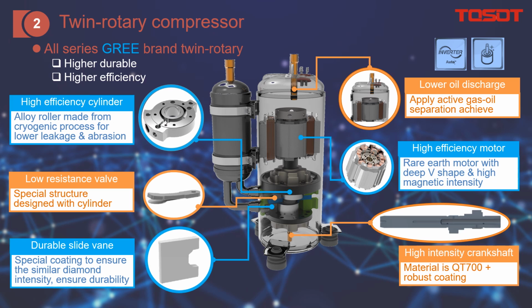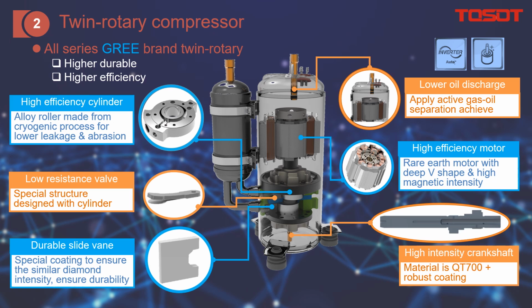And also this slide vent, which is located here. For this one, we need to ensure the intensity, especially at the surface. So for the surface, we make a special coating. This coating is similar to diamond to ensure durability. As for this shaft, this whole one, it is made from QT700, and the surface also has a robust coating.